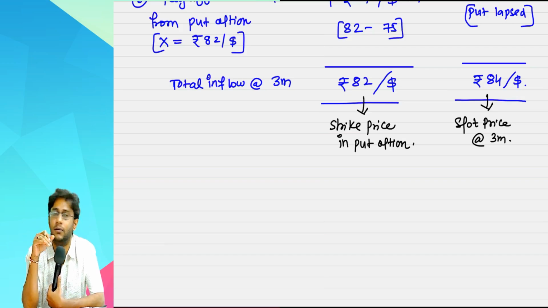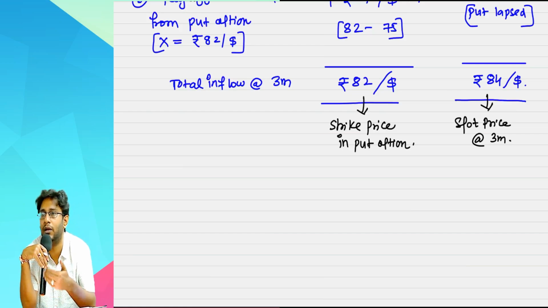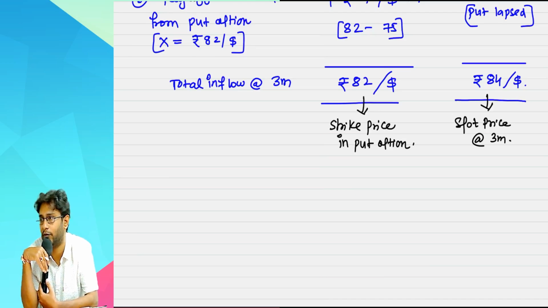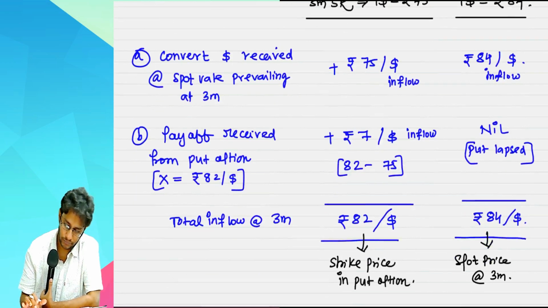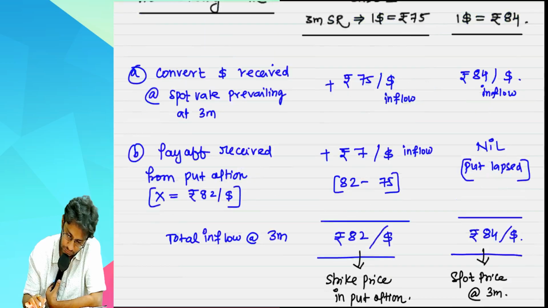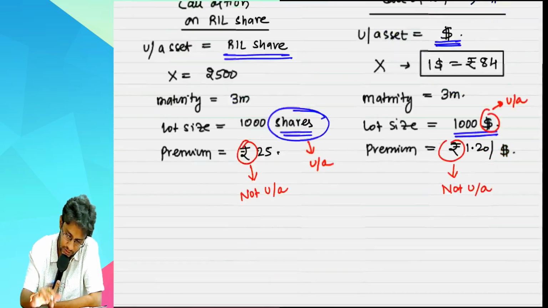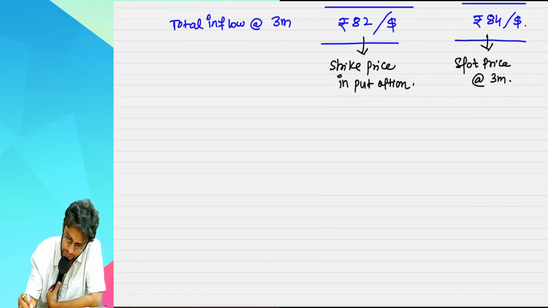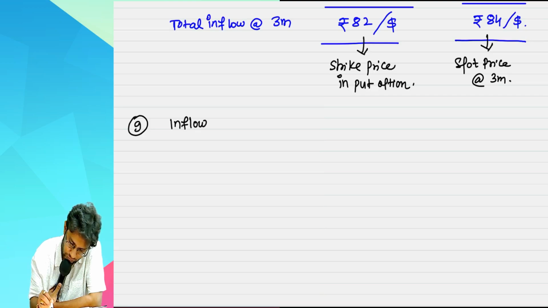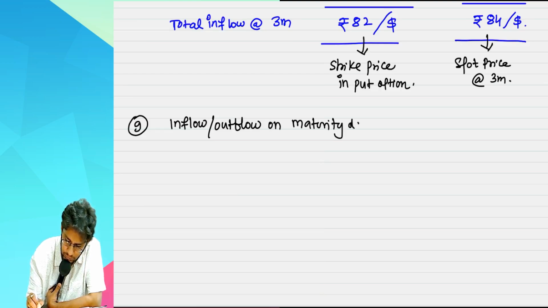Sir, if it is FC payable, in that case what will happen? Same drama there also. Only thing is, instead of inflow, it will be outflow. What's the last point number you wrote? Point number 8, huh? Okay, 9th point. Inflow or outflow on maturity date.